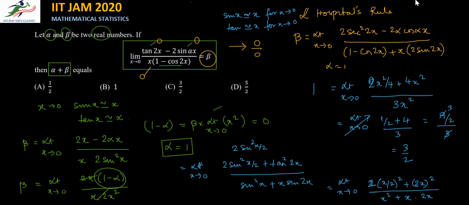So that means beta, which was the limit of the function as x tends to 0 that we started with, comes out to be 3 by 2. And we already found the value of alpha as 1. So alpha plus beta will be 3 by 2 plus 1, which is equal to 5 by 2. So option D is the correct answer.